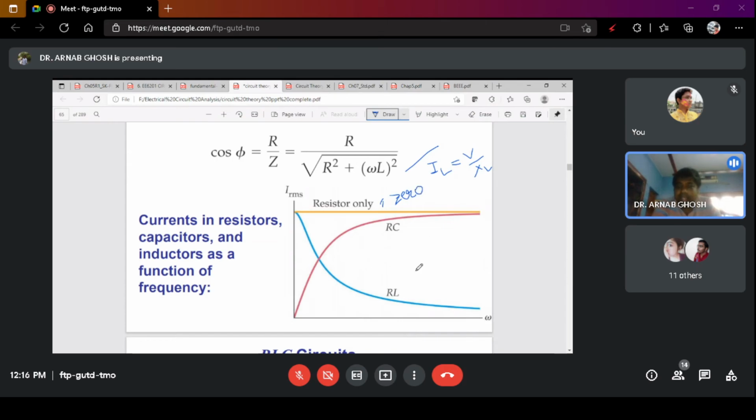Okay, RL and RC, these two are first order circuits. Why first order circuits? Because we will explain in the following lectures how you can express the RL and RC circuit in terms of a first order differential equation. Similarly, when it's an RLC circuit, that is a second order circuit.